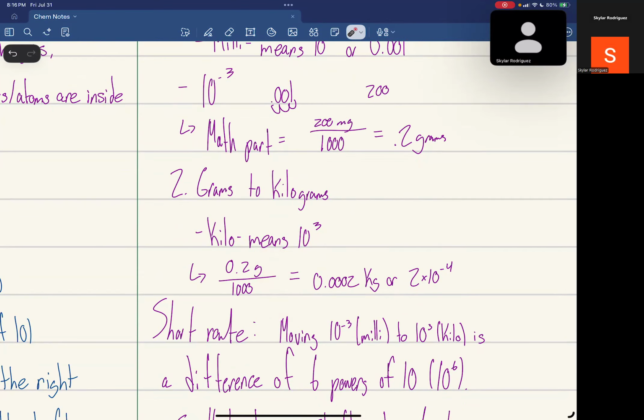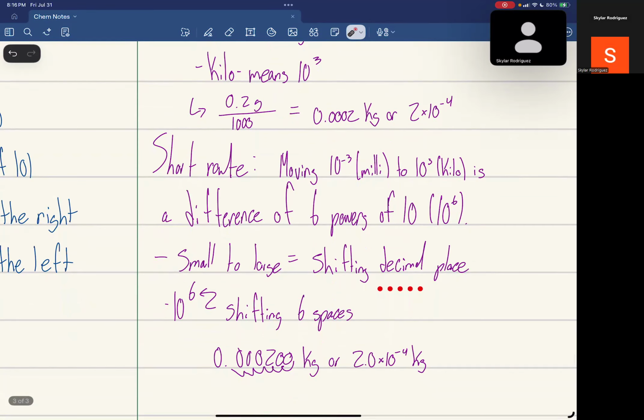The short route would be to look at the total change in powers of 10. Moving from 10 to the negative 3 power, which is milli, to 10 to the third, which is kilo, is a difference of 6 powers of 10, 10 to the 6. Since you're going from a smaller unit to a larger unit, shift the decimal point 6 places to the left, making it 0.00200 kilograms, or 2.0 times 10 to the negative 4 kilograms.